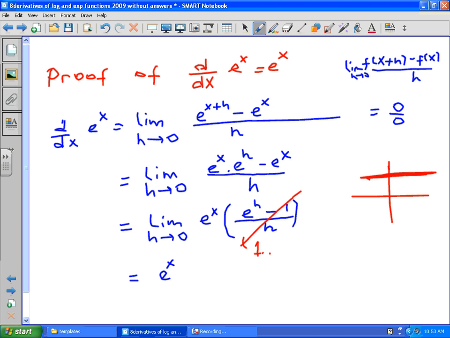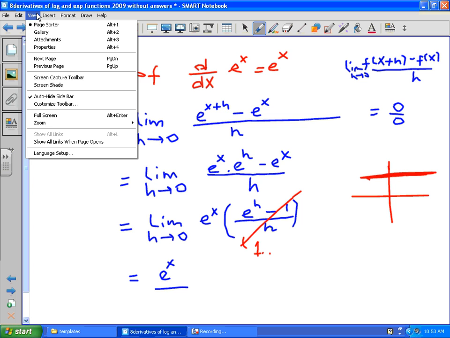So the answer is e to the x times 1, because we just saw that the limit of the second part was exactly 1. So therefore, we're getting what we were trying to prove, right? The derivative of e to the x is going to be e to the x. So the proof is not that easy, perhaps, but the conclusion is very easy, and that's what we're going to be using in most of the examples, the conclusion of that rule.